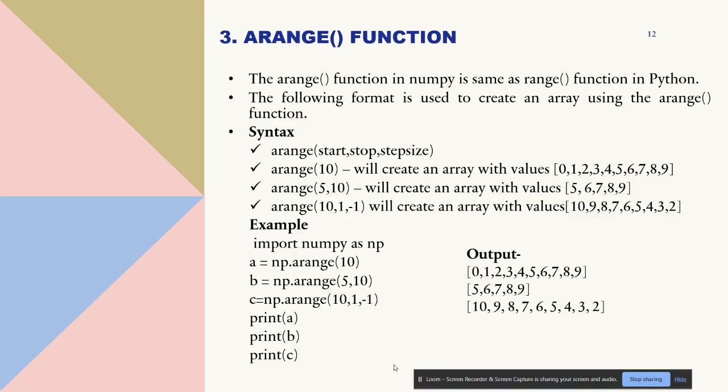Next is the arange function. In this example, import numpy as np, a is equal to np dot arange 10, b is equal to np dot arange 5, comma 10. This means 0 to 9 are arranged, and for 5 to 10, that is 5 to 9. So in that, elements from start to n minus 1 are displayed.